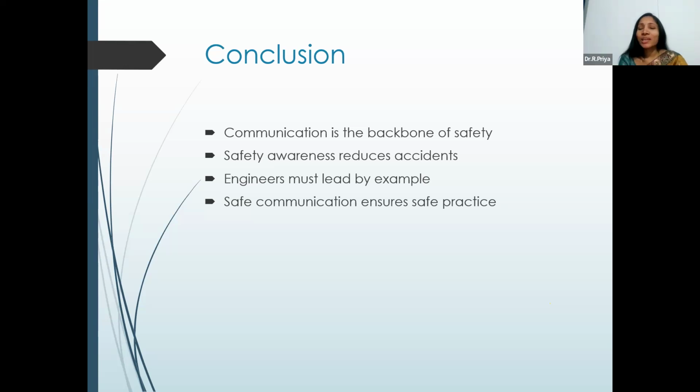Yes, Charles. Actually, that's why nowadays many companies have proper procedures also. Those who complete their safety courses are the only ones permitted to go for the work.